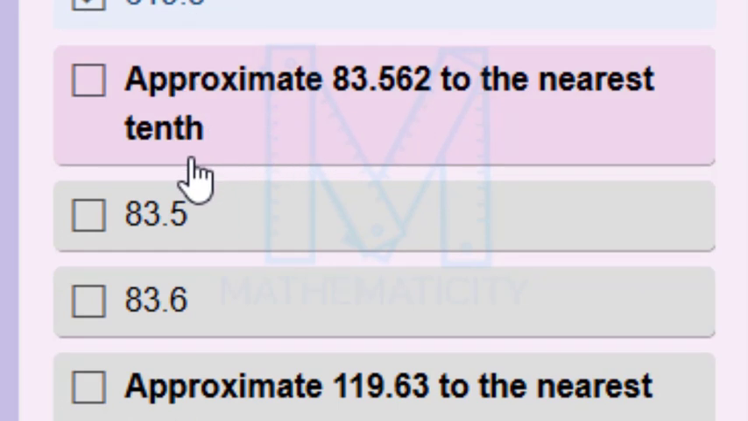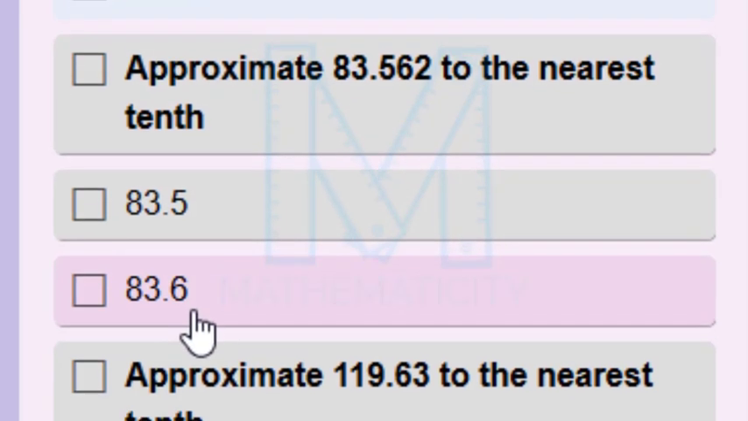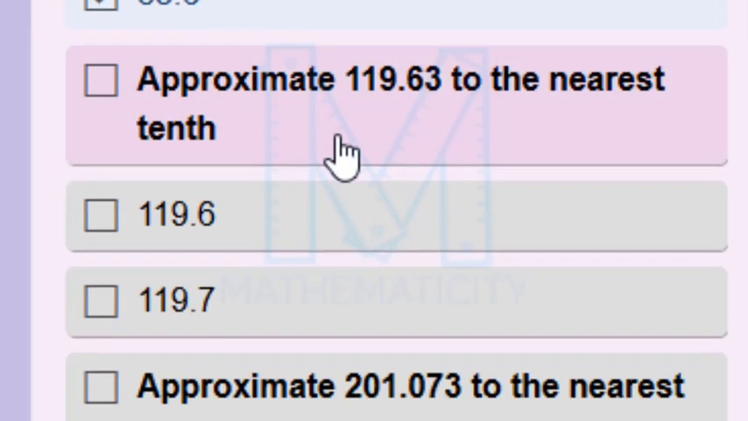Approximate 83.562 to the nearest tenth. Of course, the tenth digit is 5, so we're going to round up 6 to make this 5, 6. So we have 83.6, and that's this. Approximate 119.63 to the nearest tenth. The tenth digit is 6, so we're going to round down 3, and 3 will be rounded down to be 0, so we have 119.6. That's it.